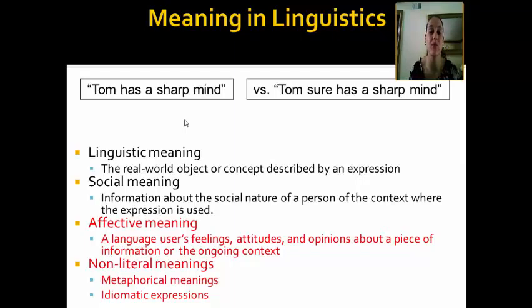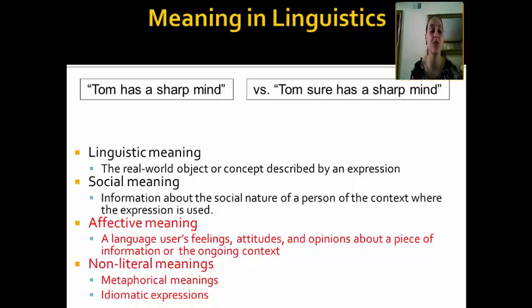What social meaning can we derive from the second sentence? What can you tell me about the person who uttered that sentence? We can tell that perhaps the first one was maybe said in a more formal context. The second one was more informal. We can also tell that the first one is stated in a standard dialect, whereas the second one might be coming from somebody who speaks a southern US dialect, right? Because that sure right there tips us off into that. And as I said before, that second sentence, Tom sure has a sharp mind, seems to be in a more informal setting, perhaps surrounded by friends.